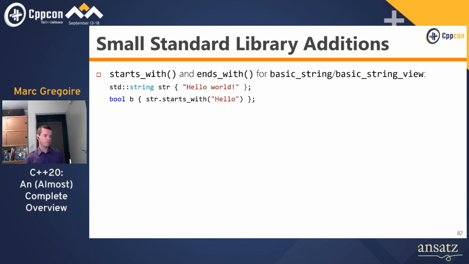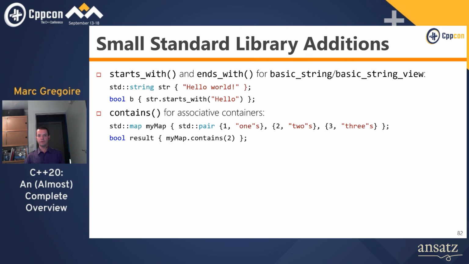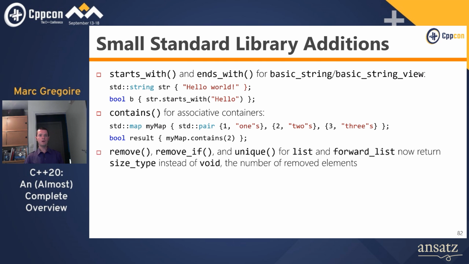And then there are a couple of smaller things, additions to existing functionality. A string and a basic string and a string view now support starts with and ends with. We finally have a contains method for associative containers. Before, you always had to use either the find method or the count method to figure out if a certain key is in an associative container. Now you can just use contains. Remove, remove if, and unique for list and forward list now return the number of elements that they removed, and before they didn't return anything. But since this is just a change in the return type, this is not a breaking change.